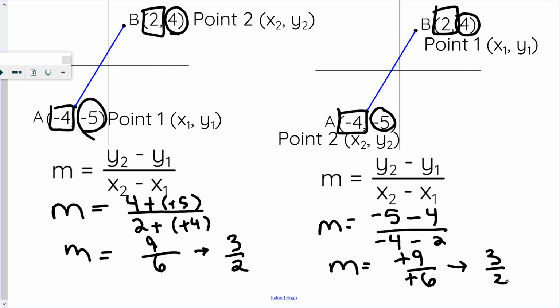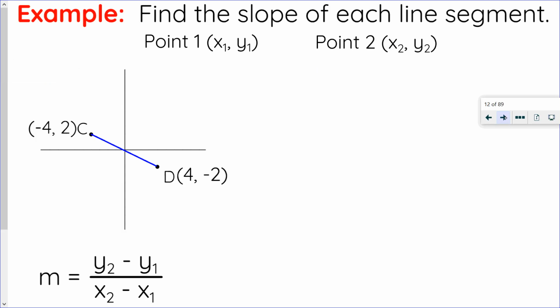So it does not matter which one you call point 1 and point 2, as long as whatever point you label as point 1, make sure that's x1 and y1. Whatever point you label as x2 or point 2, make sure you keep that as x2, y2. So it really doesn't matter. So that's comforting. Let's try a question here. So again, it does not matter which one you call which. I'm just going to always stay consistent and read it from left to right.